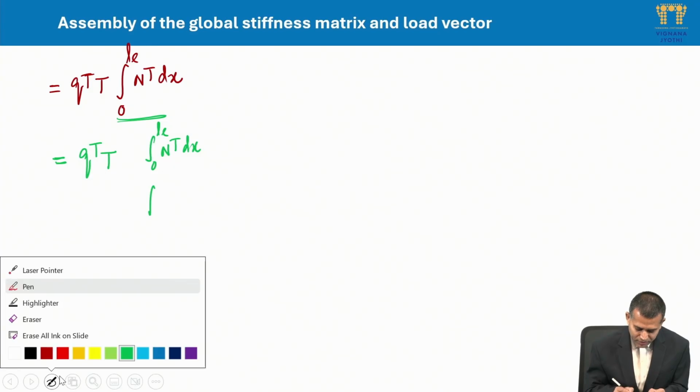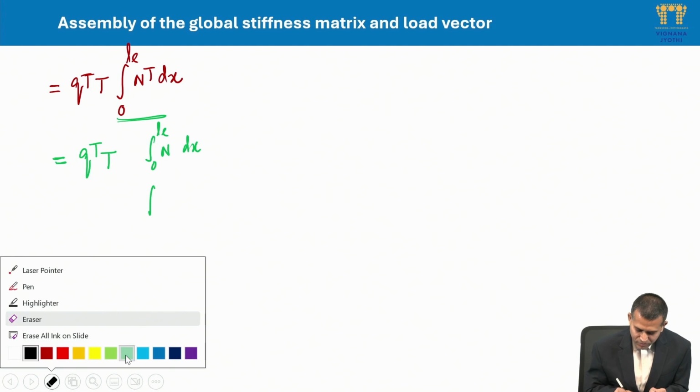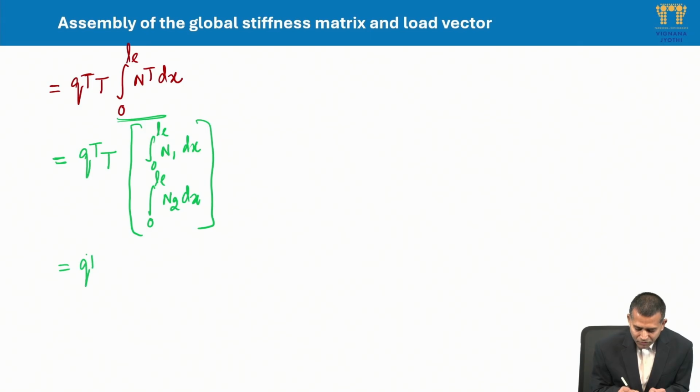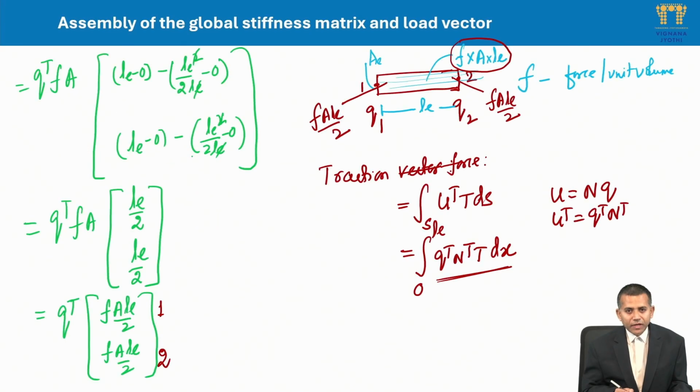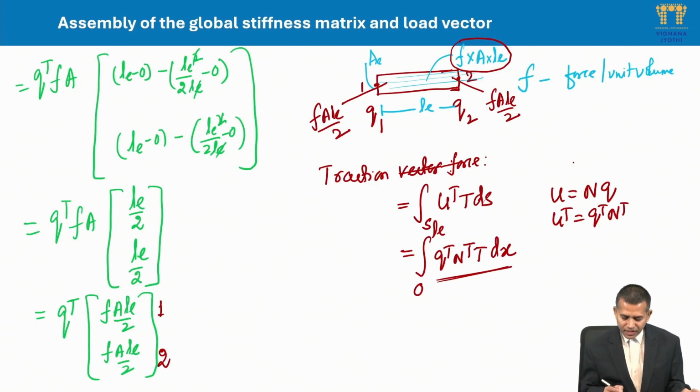Sorry, I will just arrange it. So integral 0 to LE N1 dx, integral 0 to LE N2 dx. This is the meaning. If you remember what we derived through this integral 0 to LE N1, if you can recap and see what we got, the same is written here: integral 0 to LE N1 dx, integral 0 to LE N2 dx. Finally, what is the value we got? You got LE by 2, LE by 2.